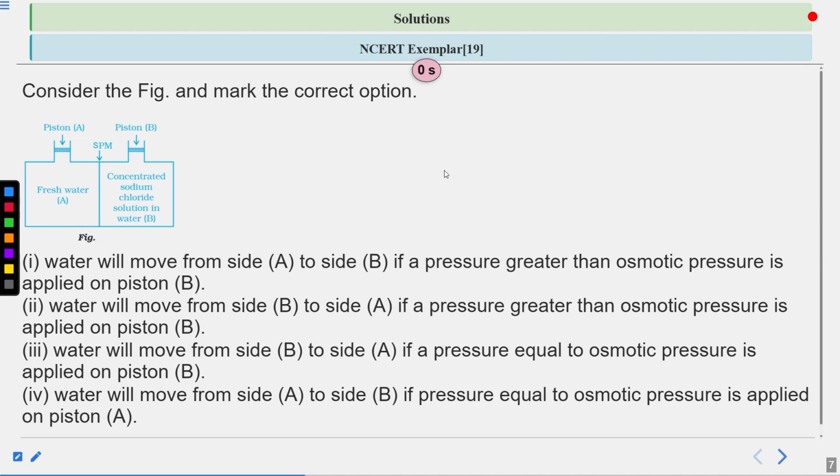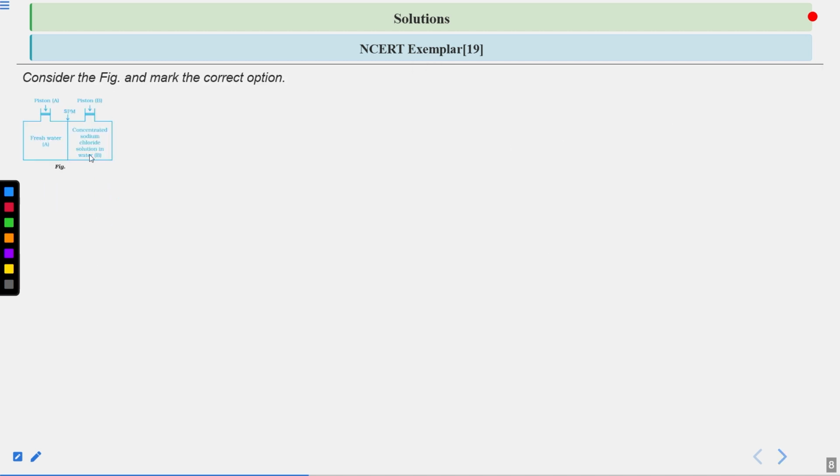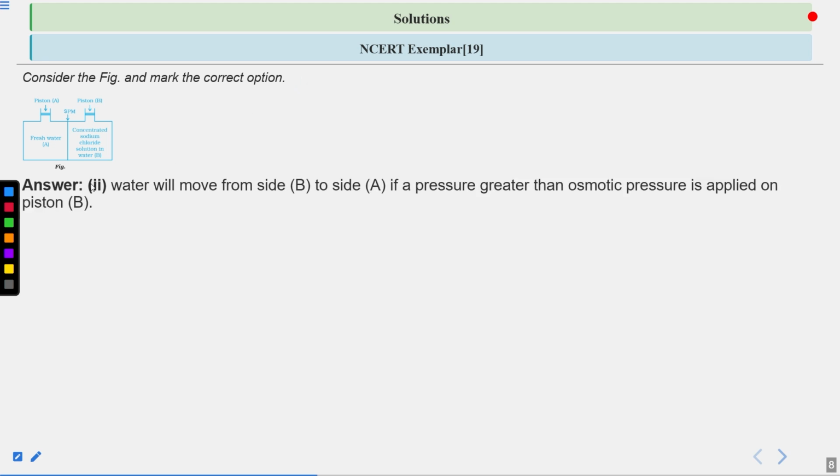Okay, now let's see. For the given question, the correct answer is option second, which is water will move from the side B to the side A if a pressure greater than the osmotic pressure is applied on the piston B. Okay, now let's see how.